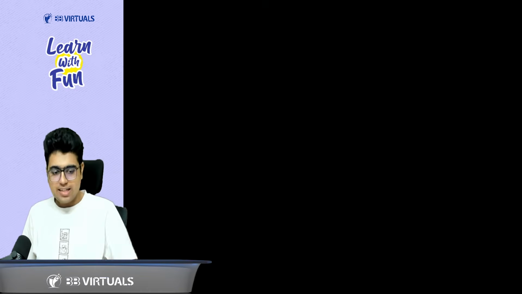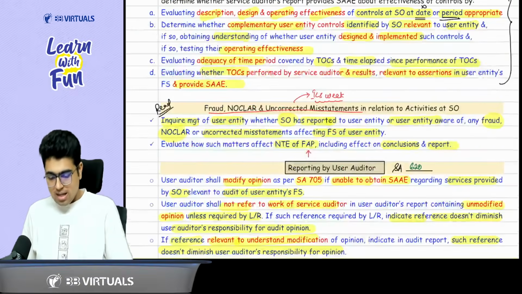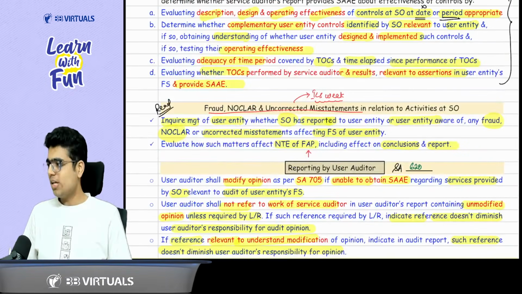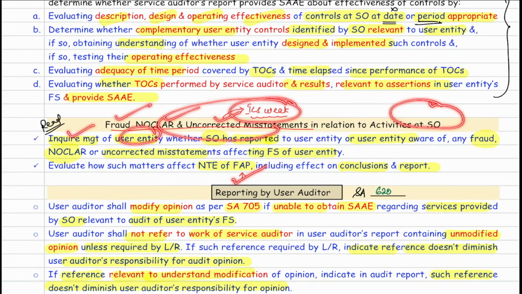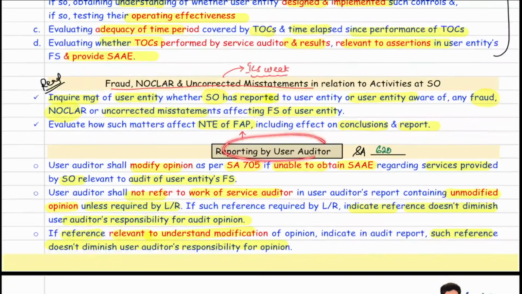Now, sir, let's do the last 2 topics from the book. What are the last 2 topics? Fraud, non-compliance or uncorrected misstatement at the service organization. If such things happen, that means the internal controls are weak. So inquire of the management of the user entity about all this and consider its impact on your further audit procedures and conclusions. Okay. Then, sir, reporting by the user auditor.